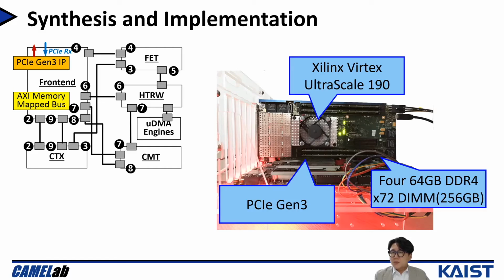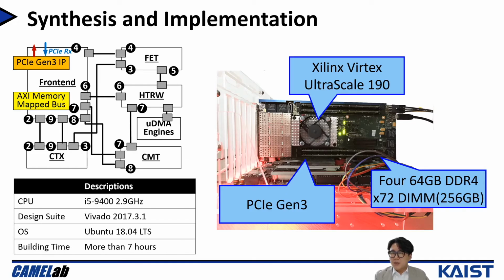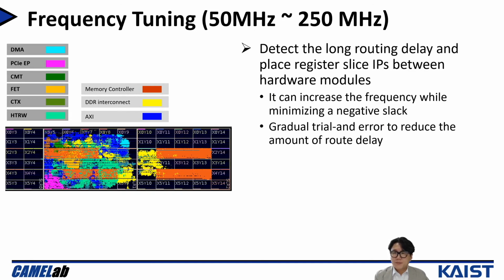OpenExpress is prototyped on a Xilinx Virtex UltraScale 190, and four 64GB DDR4 memories are used for the backend channel. Using a 2.9 GHz Intel i5, the build time for OpenExpress per each optimization phase takes more than 7 hours. Even though it looks way longer than software build time, that's in a reasonable range for FPGA synthesis and implementation. We tune the operational frequencies from 50 MHz to 250 MHz for the target FPGA.